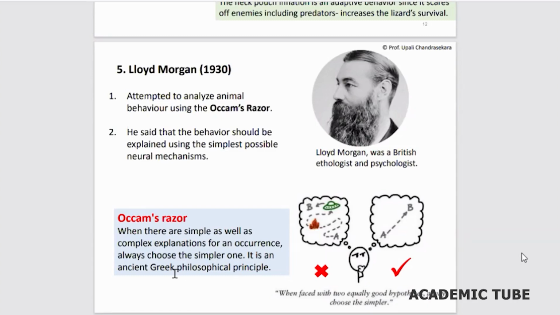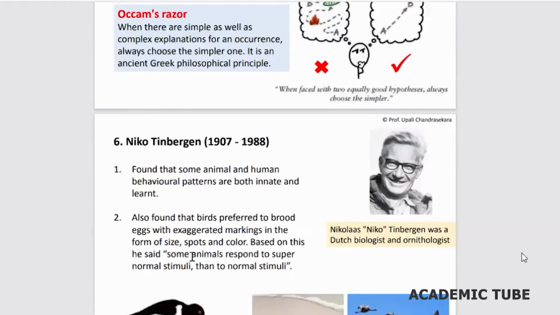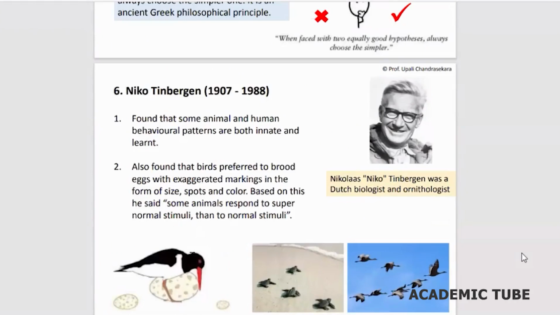This Occam's razor is an ancient Greek philosophical principle, right? Then comes another person, a Dutch bird scientist, ornithologist, also a biologist, by the name Nicolas Tinbergen, commonly known as Nico Tinbergen.